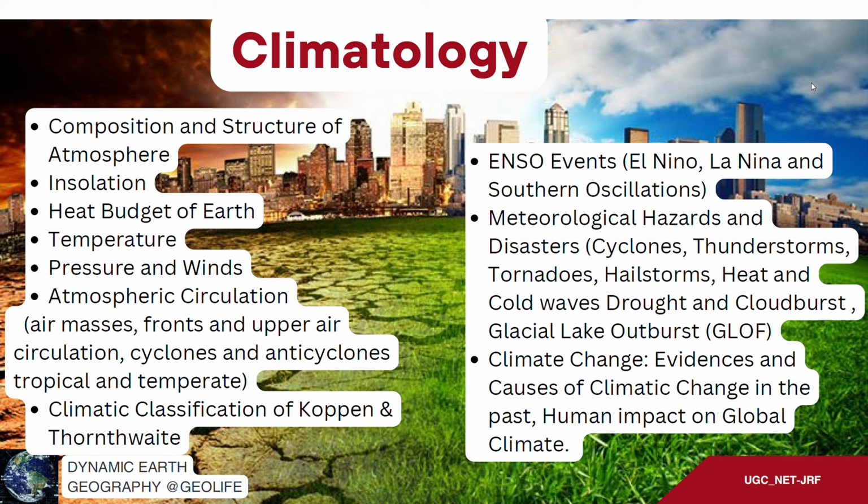Then there are two important climatic classification theories proposed by Köppen and Thornthwaite, and you have to read both classifications and compare them as well. Then the ENSO event, that is El Nino, La Nina, and the southern oscillation that occurs in the southern Pacific Ocean, and you need to correlate that event with the economy and the other climatic patterns of the whole globe.